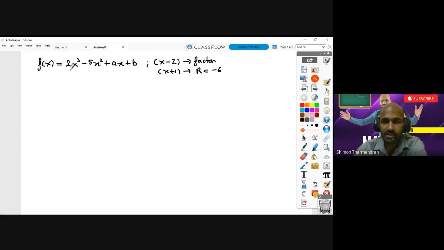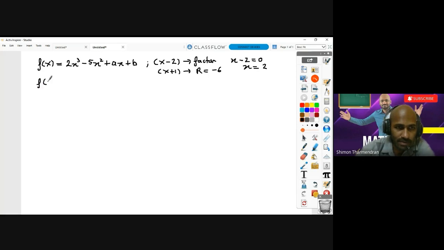So if it's a factor, jangan lupa songsangkan, common mistake. We cannot put in the factor. We must put in the root. x minus 2 equals to 0, x equals to 2. So we must input that. That means we get f of 2 gives us 0. A factor will have 0 remainder. So gantikan semua x dengan 2 di sini. Replace all the x with 2.